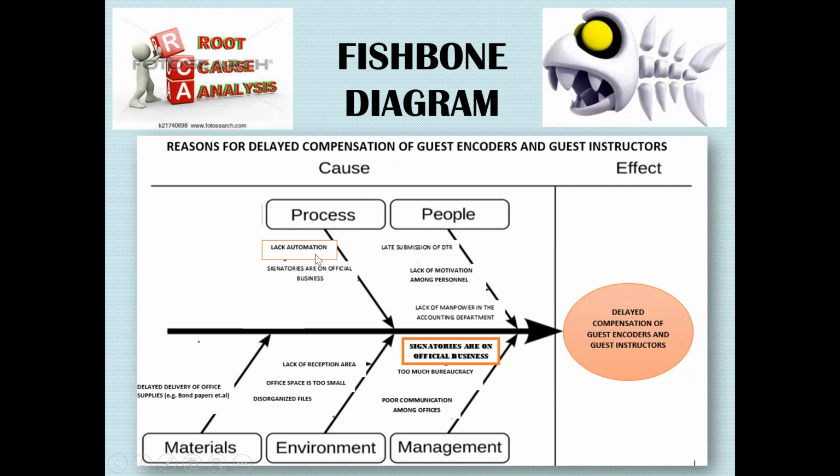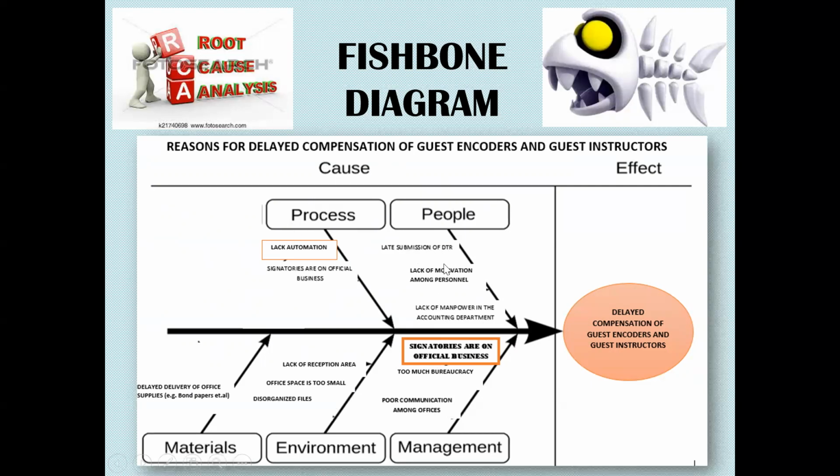So for this, it says lack. Like you can see, late submission of DTR, lack of motivation among personnel, lack of manpower, too much bureaucracy, poor communication among officers. There's a lot. These are the product of brainstorming. Lack of automation is under process. Signatories are on official business, under process. Late submission of DTR, who submits.